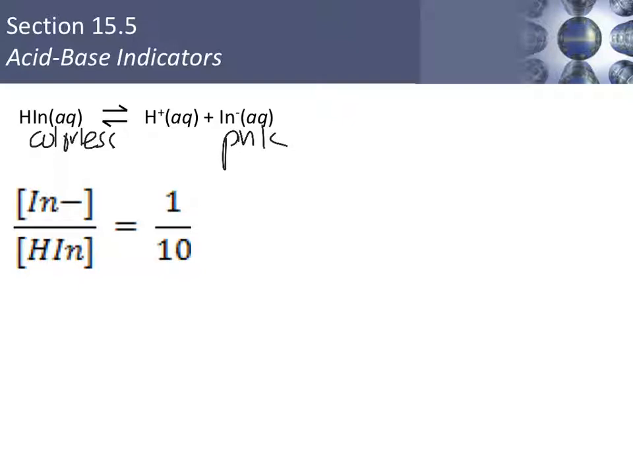You might be asking how much of the conjugate base, In minus, must be present for the human eye to detect that the color is different from the original one. For most indicators, about 1/10 of the initial form must be converted to the other form before a new color is apparent, as seen here in this equation. We will assume that in a titration of an acid with a base, the color change will occur at a pH where this equation is true.